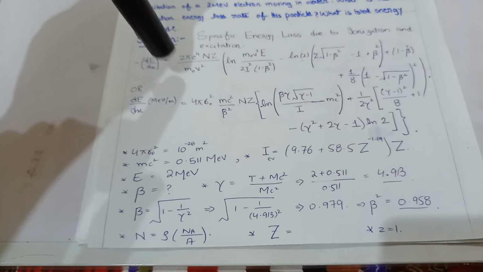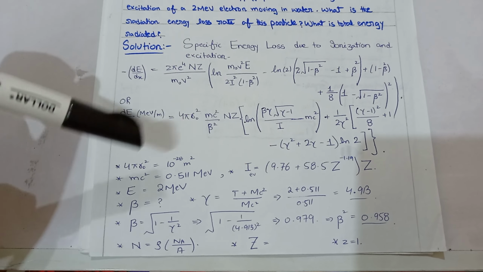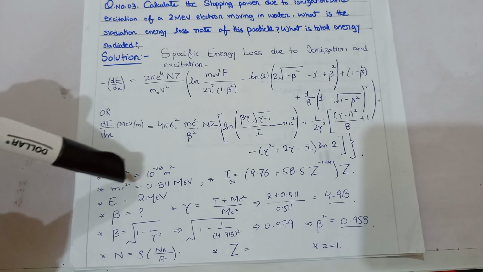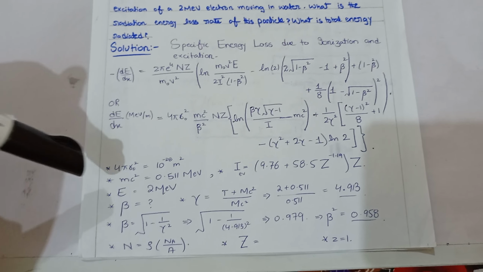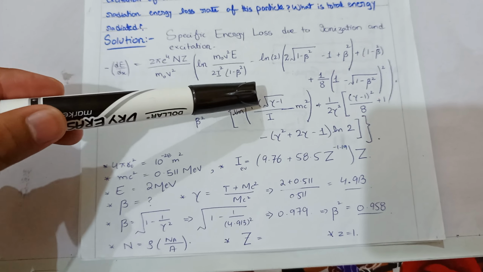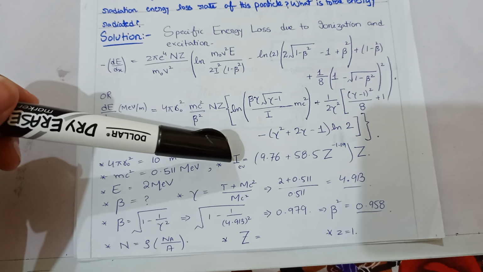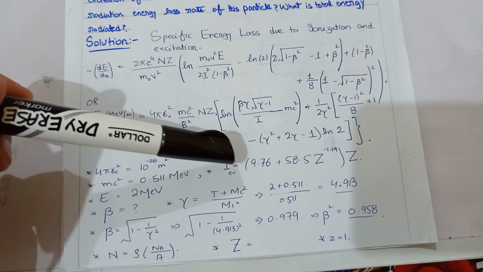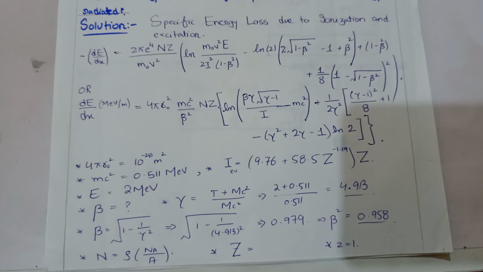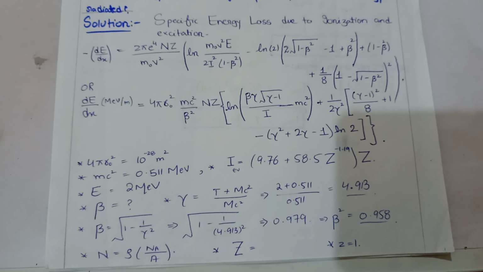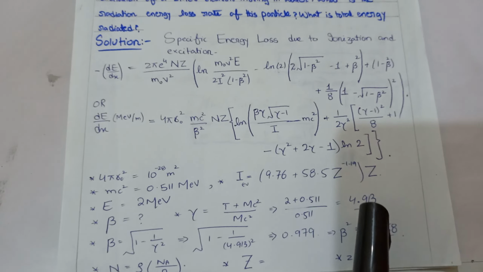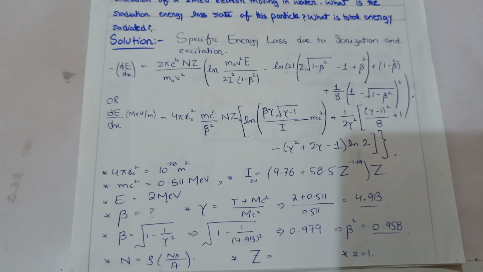There are many constants. This constant 4π r0² is equal to 10^-28 meter square. Another constant, m0c², is equal to 0.511 mega electron volts. And the energy in our problem, which is already given, is 2 mega electron volts. What is this I? You already know that this is the ionization potential. The formula for I, in electron volts, is 9.76 + 58.5 Z^-1.19. This works perfectly well when your Z is smaller than 12.